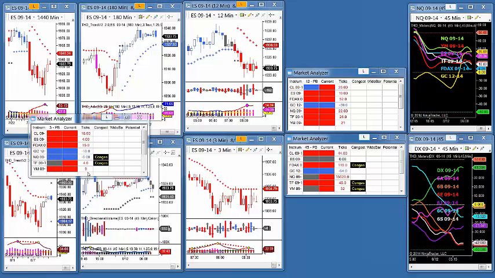trade. If you want to trade congestion zones, then you look for anything that's in congestion. For example, the Dow is in congestion on the 45. I wouldn't do it on the 3. I would do it on the 45 and above. So the Dow's in congestion, the Russell's in congestion, the DAX is in congestion. So if you wanted to take trades based on the congestion areas, you now know all the markets that are in congestion on the 45-minute chart.